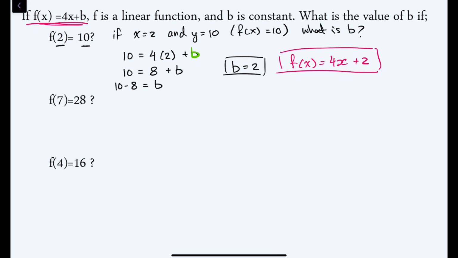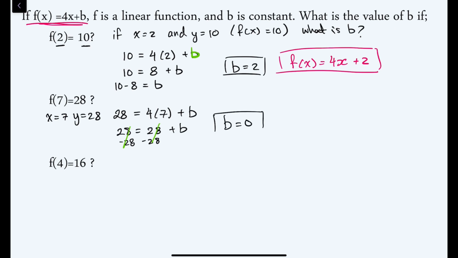Try the other two. Again, 28 is equal to 4 times 7 plus b. Remember that this x is 7 and this says y is 28. 28 is equal to 28 plus b. We subtract 28 on both sides, and what we notice here actually is we get 0 and 0. So b is equal to 0. Again, this says that f of x is equal to 4x plus 0, or f of x is just equal to 4x.